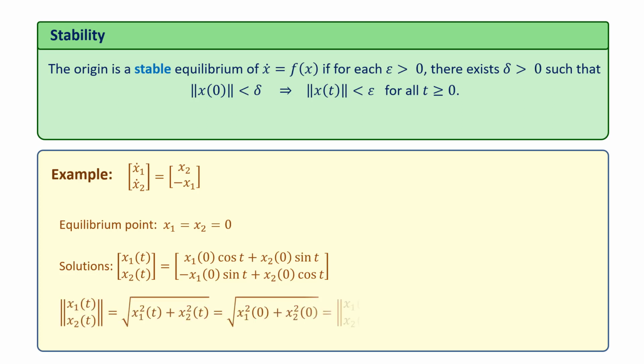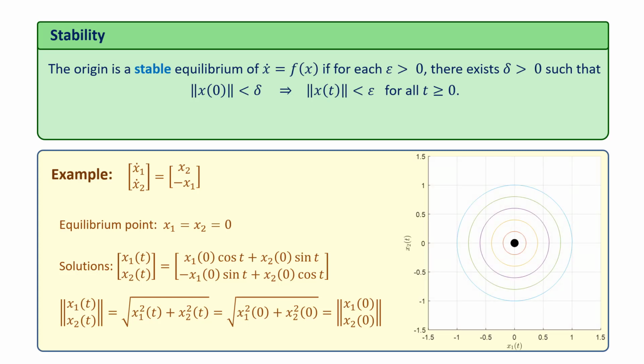It can be observed that the norm of the solutions is equal to the norm of the vector of initial conditions. This means that solutions of the system are all circles with radius equal to the norm of the vector of initial conditions centered at the origin. So for any given initial condition, the solution is a circle centered at the origin. This figure illustrates the solutions of the system from several initial conditions.